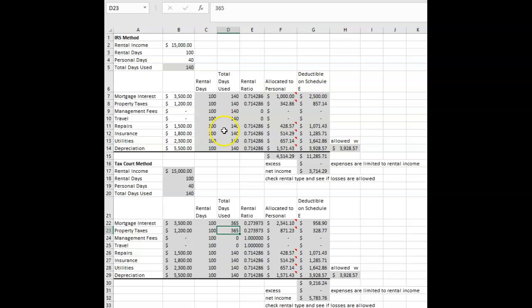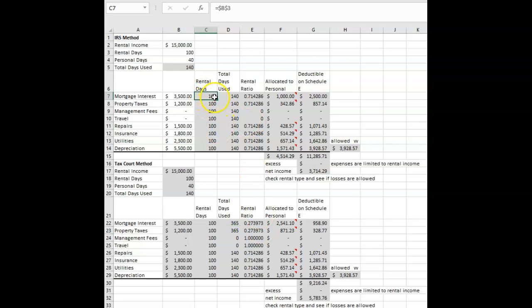Other than that, everything in this calculator down here for the tax court method is the same as the IRS method. So I'll just go over it real quick and show you what the formulas are. All the formulas in row 7 here, they're all the same all the way down. Again, with the exception that when you copy it, you need to change these to 365.